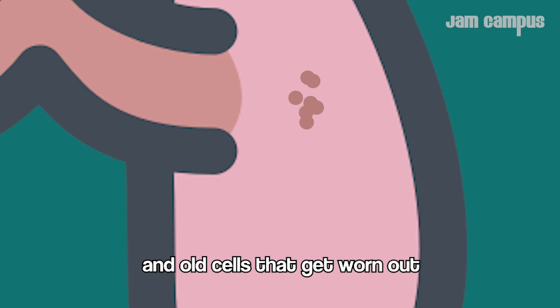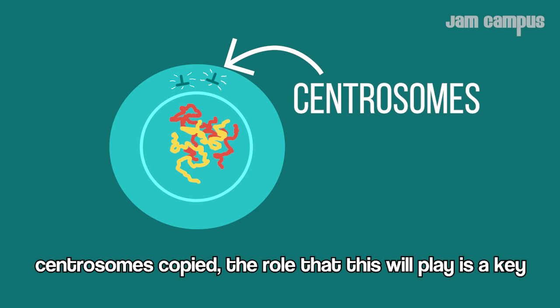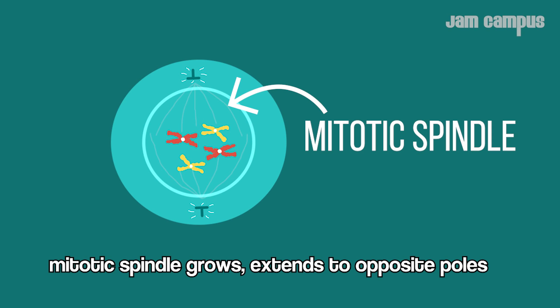Let's start with the interphase. Right before mitosis takes place, the DNA within the cell is copied, and the centrosomes are copied too. And now we move to the prophase, where chromosomes condense into X shapes. The mitotic spindle grows, extends to opposite poles, and dissolves the nuclear membrane.